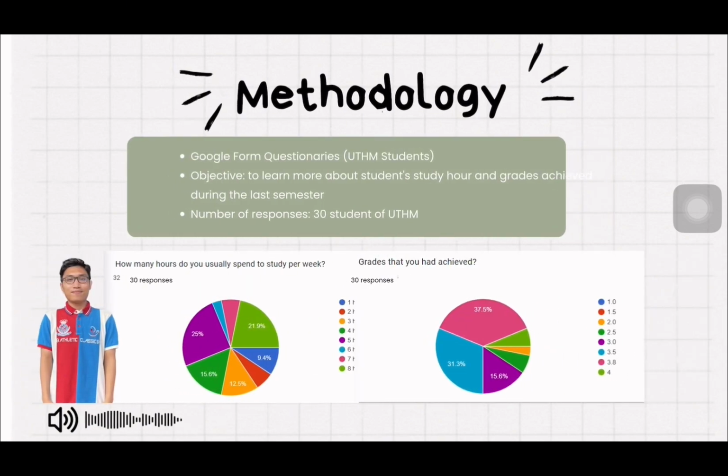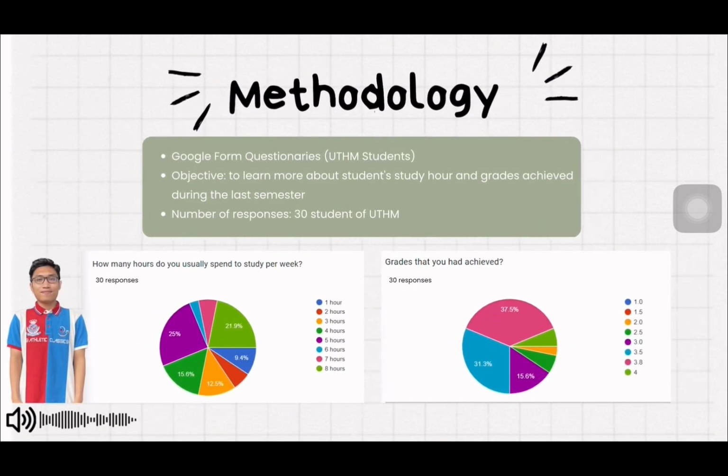Next, for the methodology. The method that we use is by delivering Google Form questionnaires to UTHM students on WhatsApp and Telegram. The objective of this assignment is to learn more about student study hours and grades achieved during the last semester. The number of responses that we obtained from the Google Form questionnaires is 30 students of UTHM.